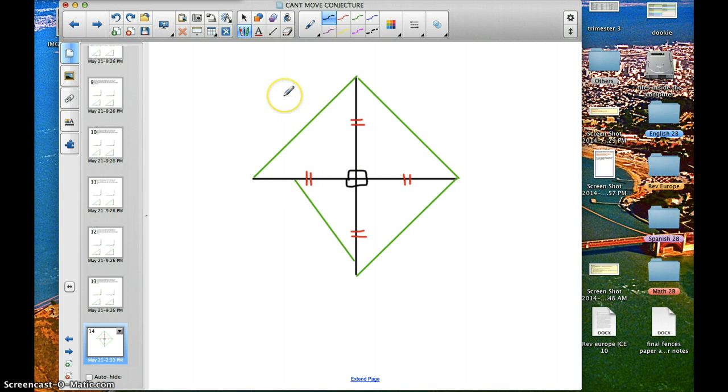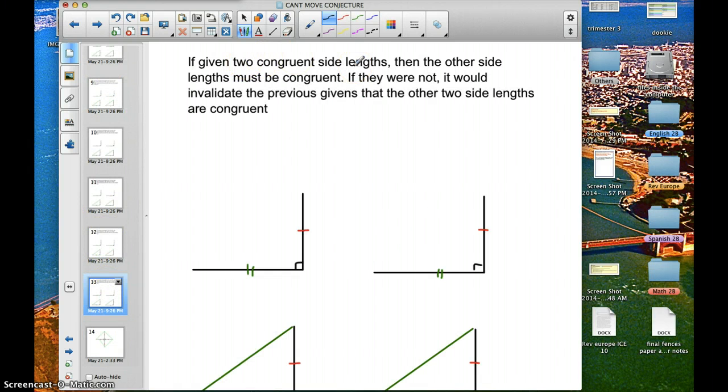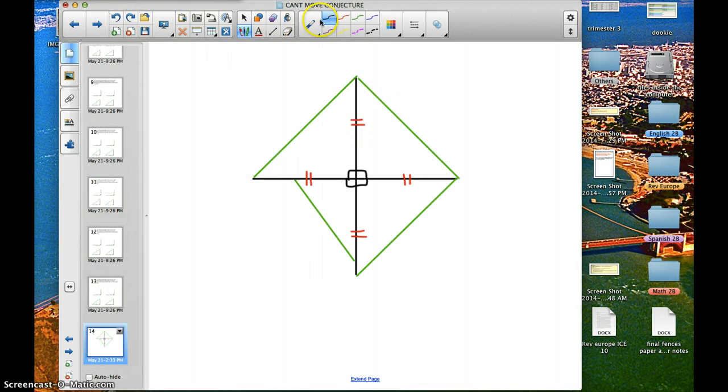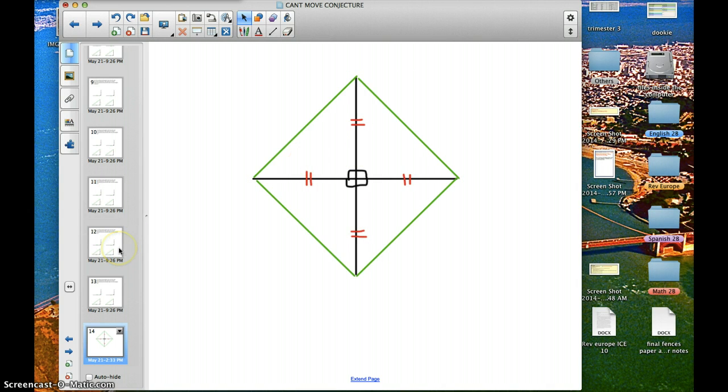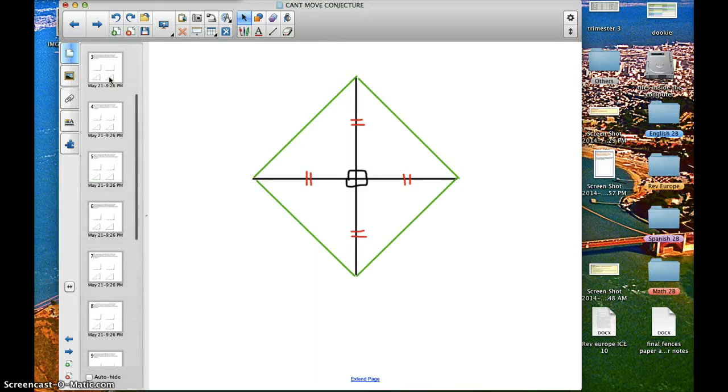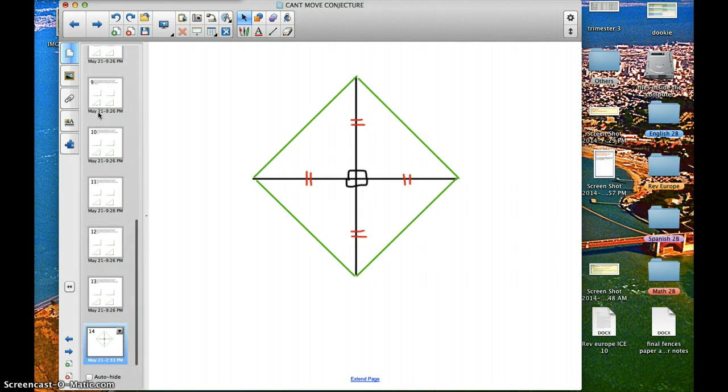So, if given two congruent side lengths, then the other side lengths must be congruent. If they were not, it would invalidate previous givens that the other two side lengths are congruent. So if the hypotenuse, some big Greek word, if they weren't equal, it would nullify the information, or the given, that these are equal. So that is the deepest understanding I have of the can't move conjecture so far.